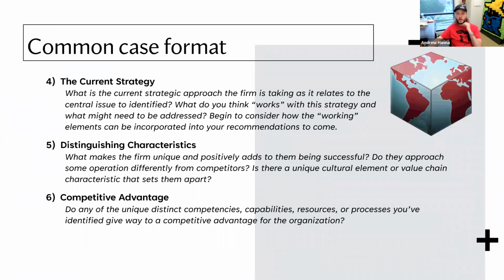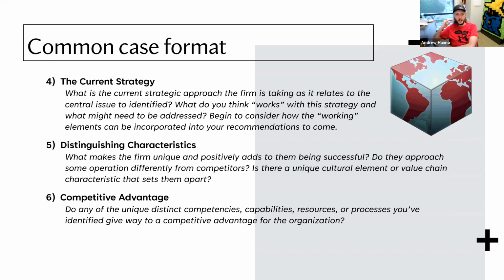You'll also talk about what the current strategy for the company is. You're going to talk a little bit about what steps it is currently taking. What do you think is working and not? Tell me about the distinguishing characteristics. What kind of resources does it have unique access to that positively adds to its success? What approaches does it use that are an advantage to it? What unique elements about its culture or value chain characteristics might set it apart? All of these kinds of things.